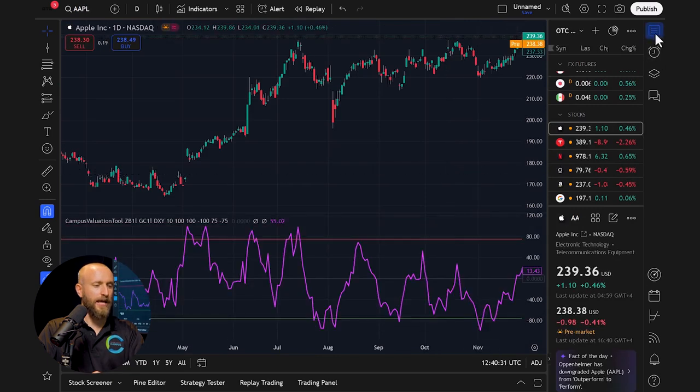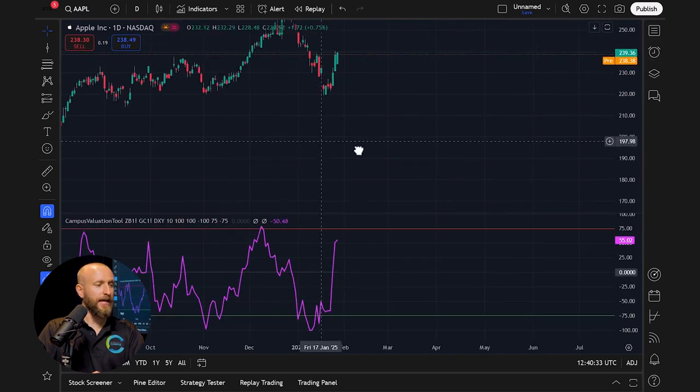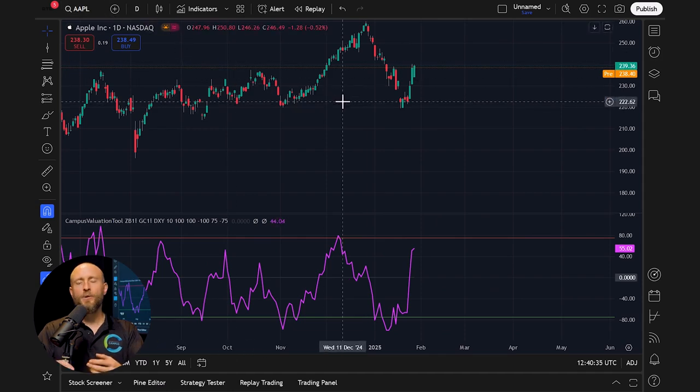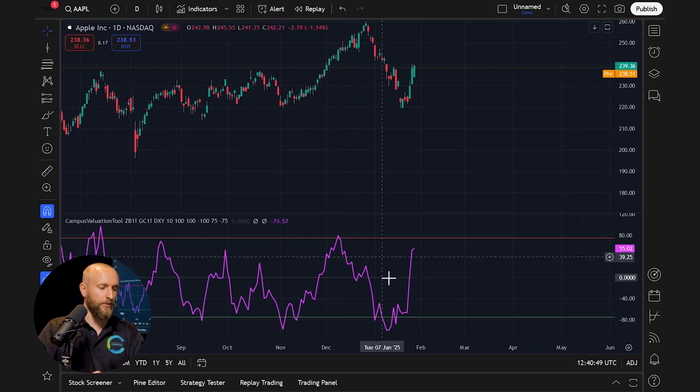So right now we are on Apple. Again, we are on a daily chart. Because we're looking now at a stock, we should look for a valuation versus interest rates rather than the dollar. And remember, we need to change our ROC length from 10 to 13 to get the optimal results. So I'm going to do that now.